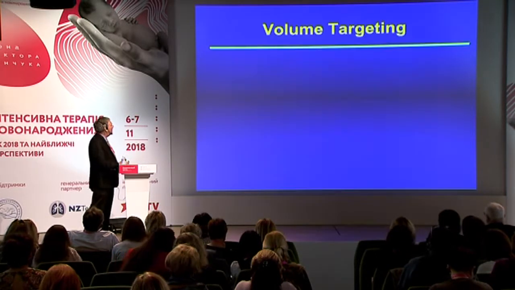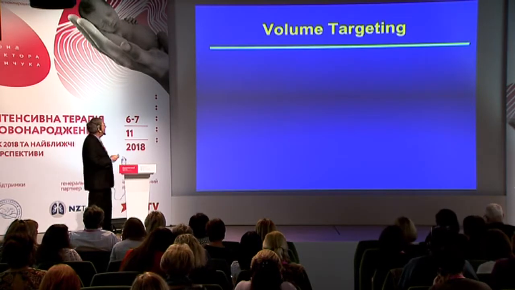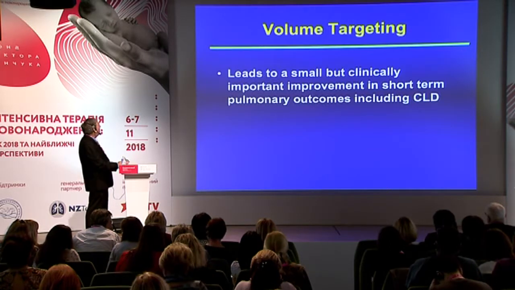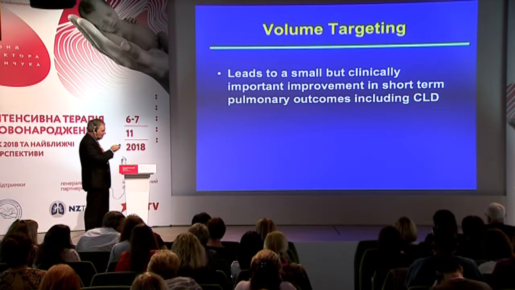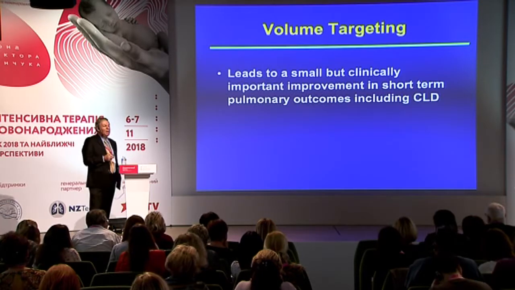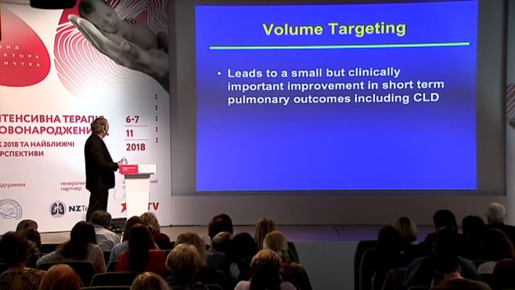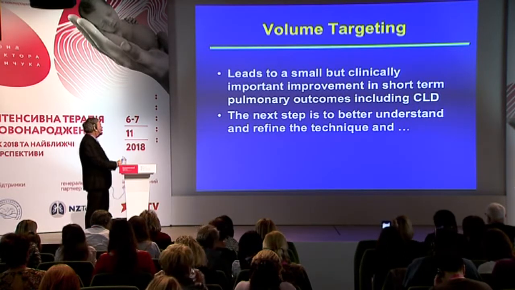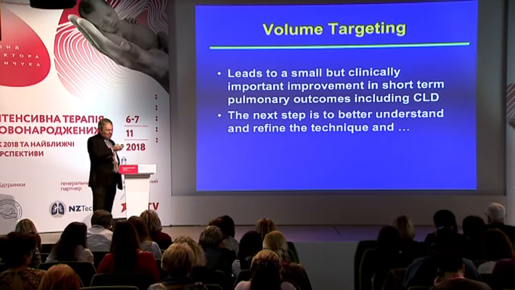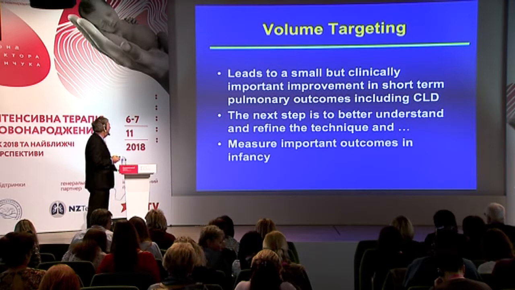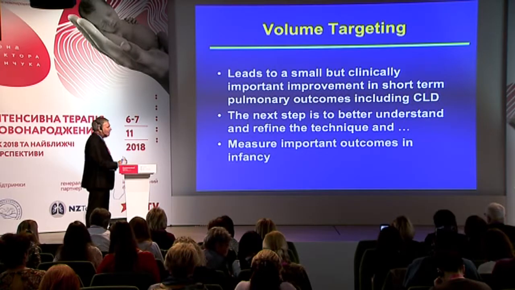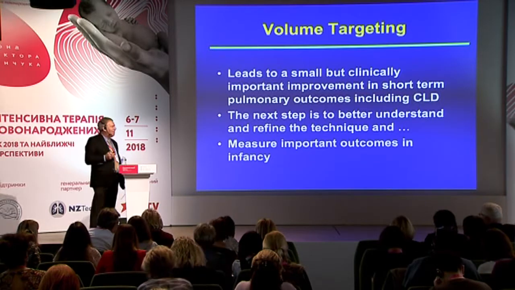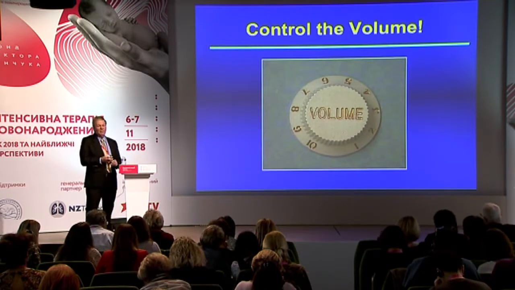So I'm going to conclude with a couple of comments. Number one is that volume targeting leads to a small but clinically important improvement in short-term pulmonary outcomes, including the incidence of chronic lung disease. The next step is for us to better understand and refine the techniques, as well as understanding the mechanisms, and to measure important outcomes in infancy. But I think the data at this point are very clear. We need to control the volume. Thank you.